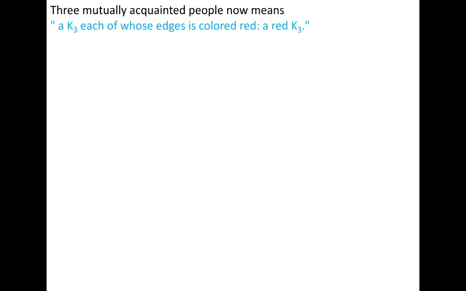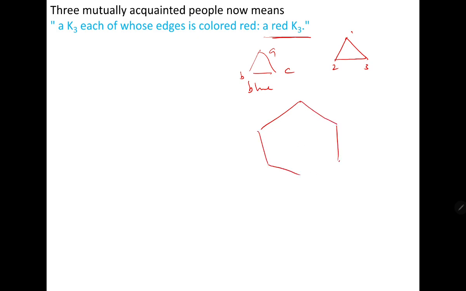So if I say in K6 there is a red K3, K3 means this: if I give them the numbers 1, 2, 3, a red K3 means all three know each other. And if there is a blue K3, it means all three do not know each other. So if you consider K6, with vertices 1, 2, 3, 4, 5, 6, and you color its edges with red or blue randomly.